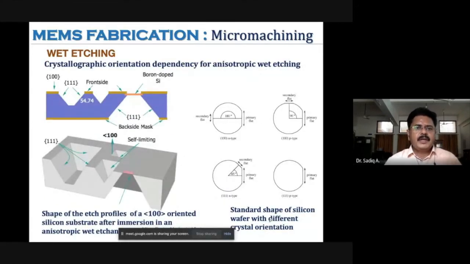I have told you that wet etching has crystallographic dependency in machining. In anisotropic wet etching, this diagram shows a few examples. We are seeing certain kinds of planes, like the 100 group of planes, 111 planes, etc. There is a boron doped silicon surface we see here. Boron doped means there is no chemical reaction that can happen.